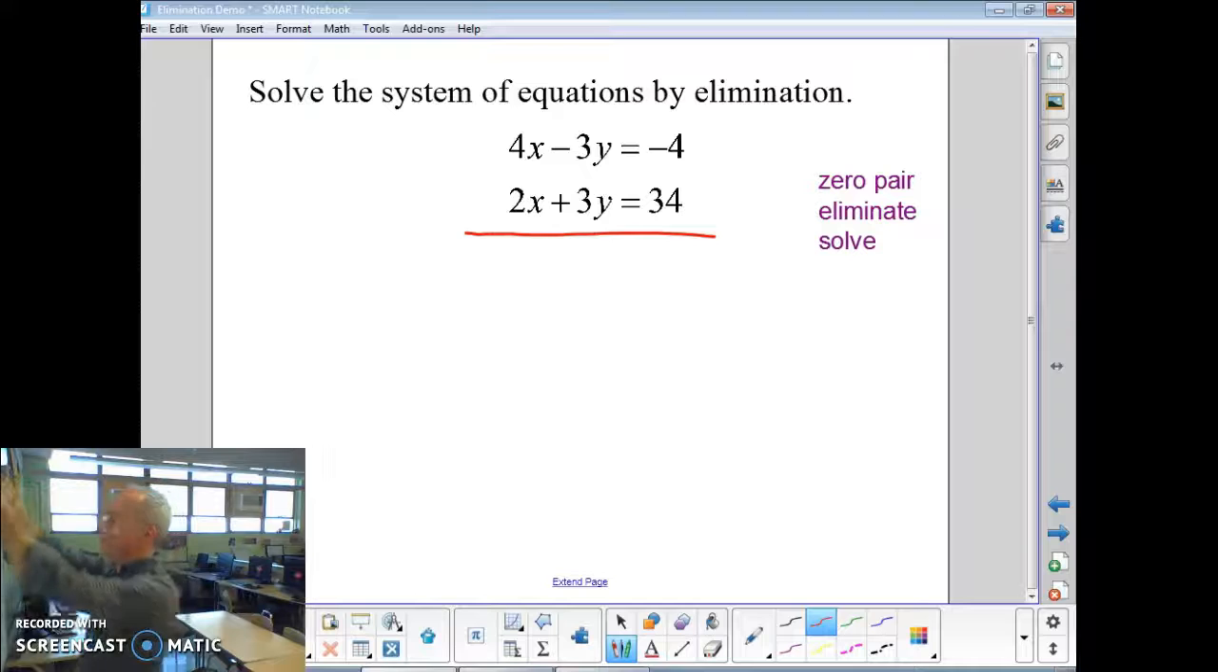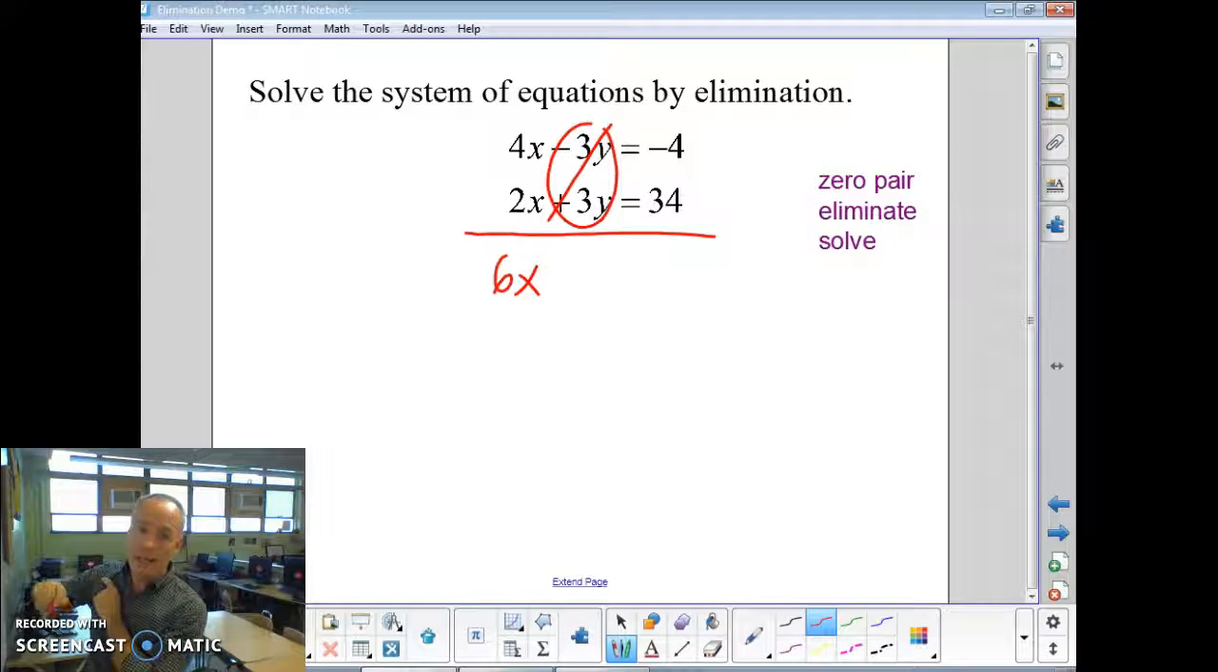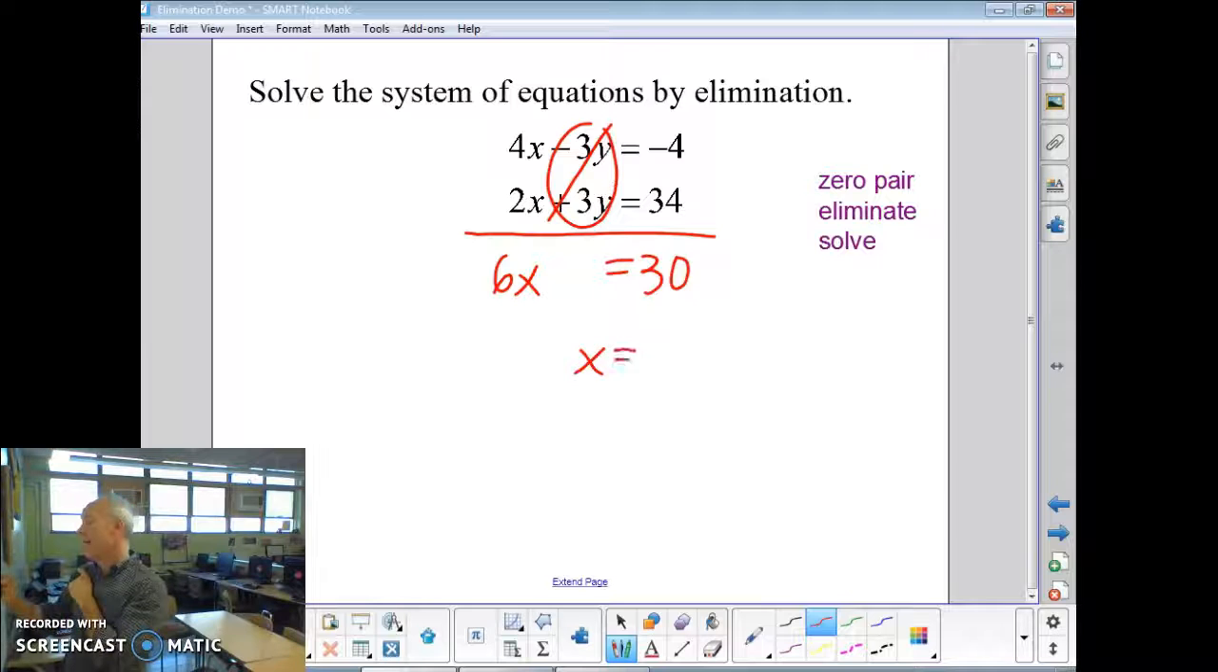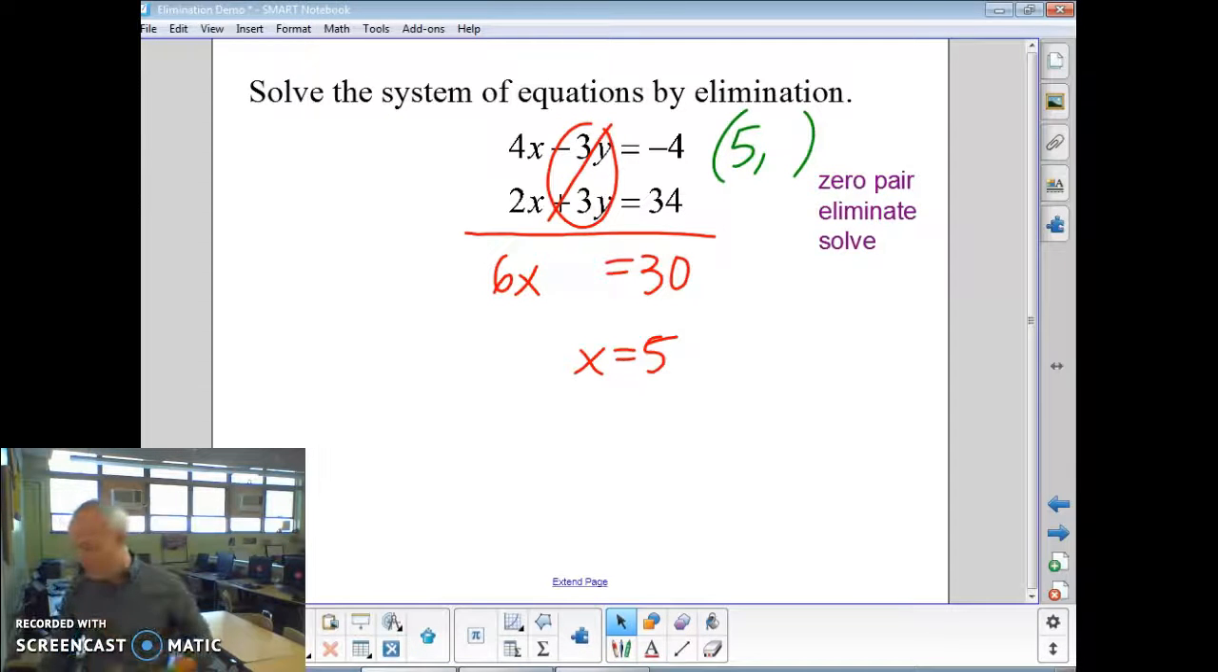Watch what happens. Combine like terms, 4x and 2x, like terms. Add them together, you get 6x. Negative 3y, positive 3y, add them together, you get 0. Eliminate the y. And finally, negative 4 and positive 34, combine those together, you get positive 30, x equals 5. So we're suggesting that the x value in our solution to this system is 5.